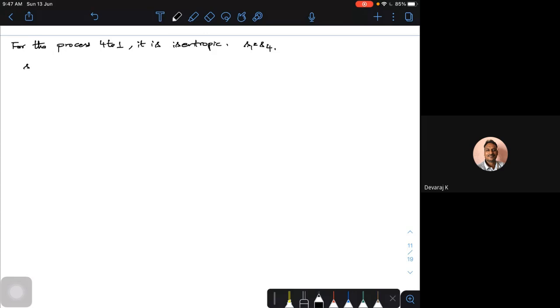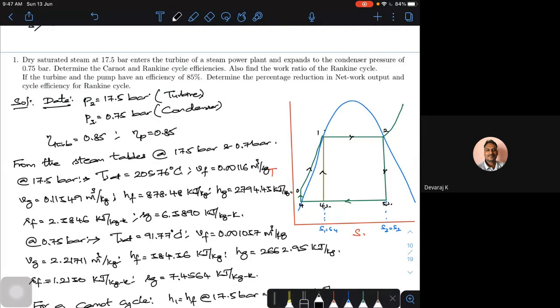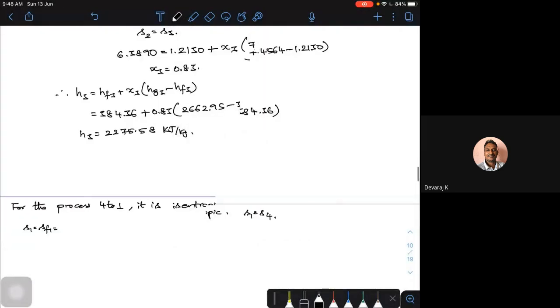Now what is your S1? S1 is equal to SF1, that is, it is on the fluid line. We can get it from the steam tables. And for S4, it is in the wet condition. So S4 is equal to SF4 plus X4 into (SG minus SF4). If you are able to do that, you will get the dryness fraction of that particular point. Then you can find H4. So like this, we can find the enthalpy at point 4.